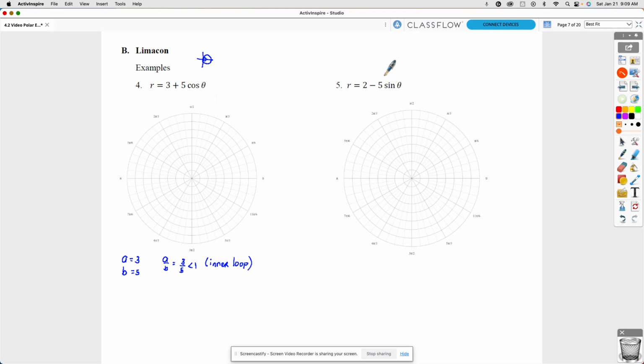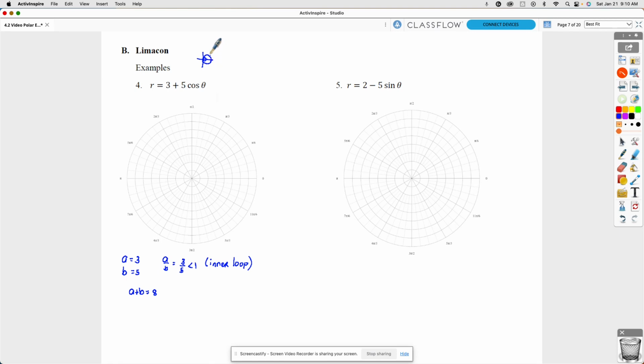Now, what points do we need when we graph a limaçon? We need 6 points just to graph it. We know that the maximum is a plus b. So we find a plus b, which is equal to 8. That means the distance from the pole to that endpoint is equal to 8.